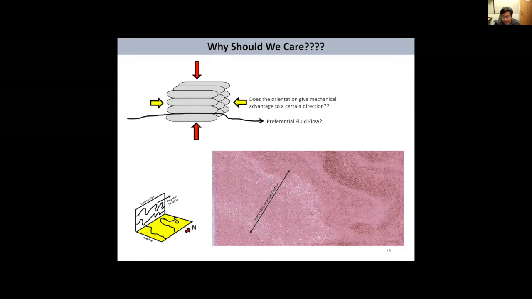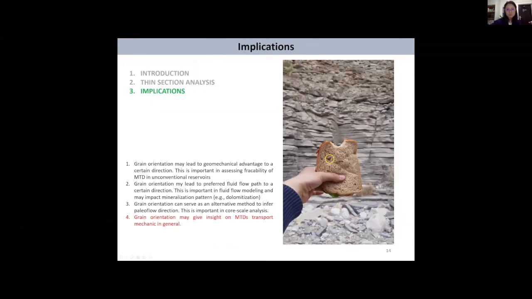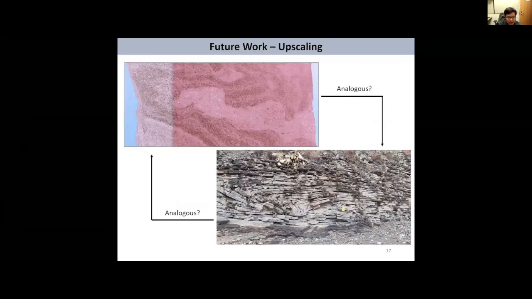So in order to test this, we still don't know how to unequivocally test this, but we know how to kind of tell if they have influence on preferential fluid flow. So let's go to some of my backup slides. Let me show you.